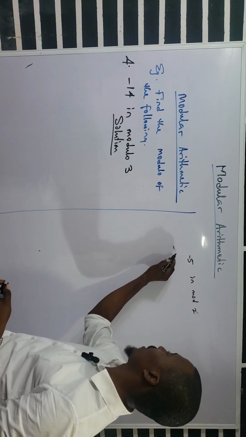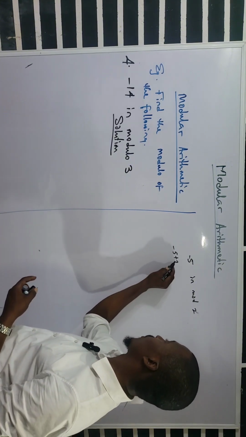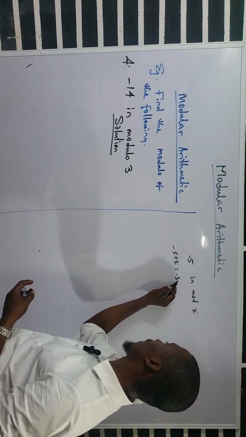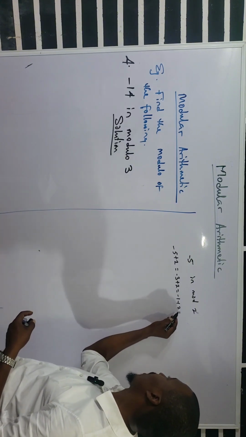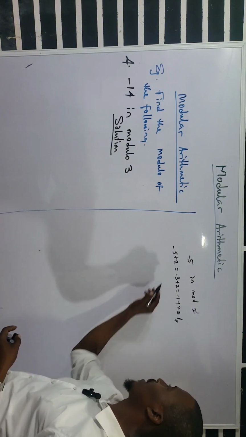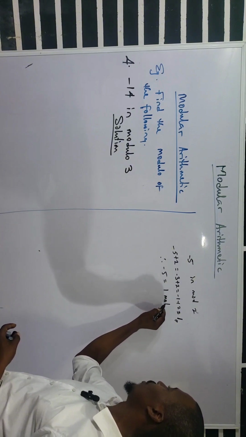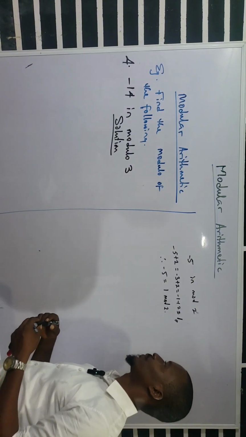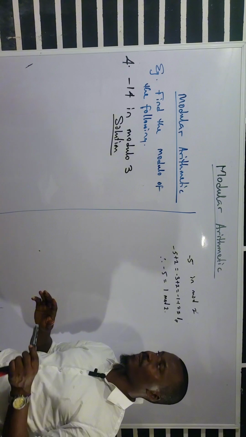All I need to do is press in my calculator, minus 5 plus 2, that will give me minus 3, plus 2, that will give me minus 1, plus 2, that will give me 1. Okay, so I will stop there. Therefore, minus 5 is equal to 1 modulo 2. So that's the way to press that with your calculator.